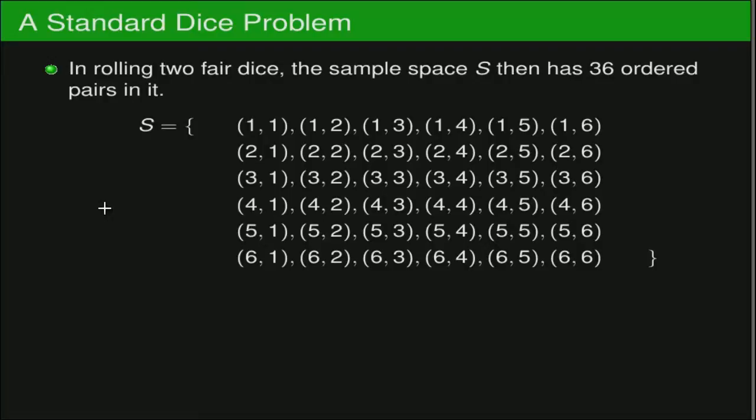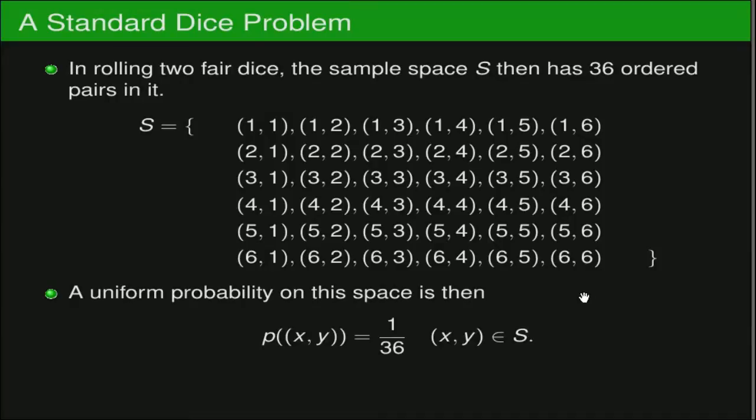So what does the sample space look like? We're supposing that we're rolling 2 fair dice. Then the sample space S we can write as an ordered pair. The first entry in the ordered pair is going to be the value that we get for the first die. The second entry in the ordered pair is going to be the value that we get for the second die. And so that's going to give us a total of 36 possible ordered pairs in the sample space.